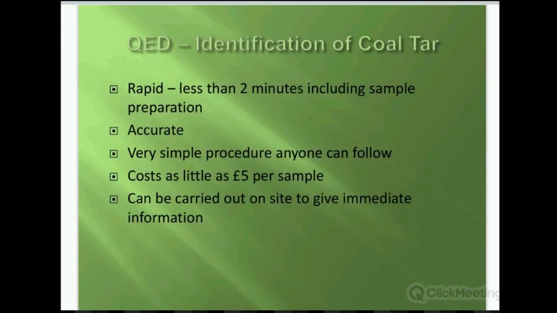Basically, it'll do it in less than 2 minutes. That's including the sample prep. It is accurate. There's plenty of correlation data now from labs that have done the £200 per sample analysis. It's very simple. Anyone can follow it. It really is that simple. It costs as little as £5 per sample and can be carried out on site to give immediate information.